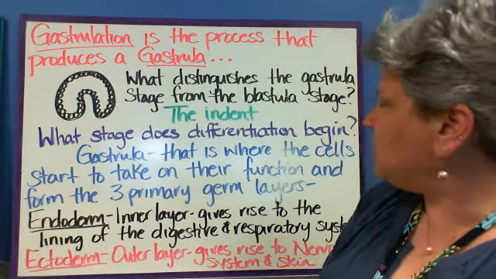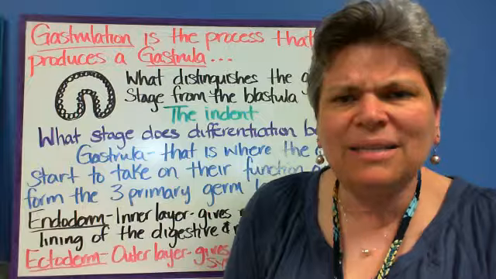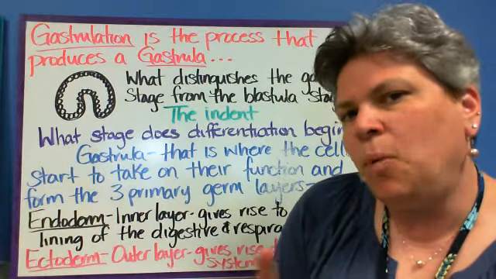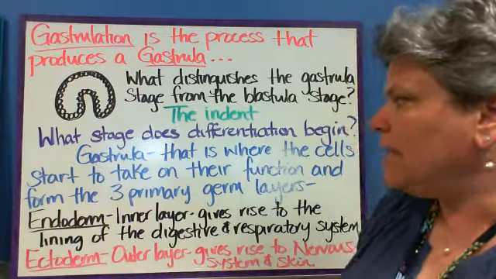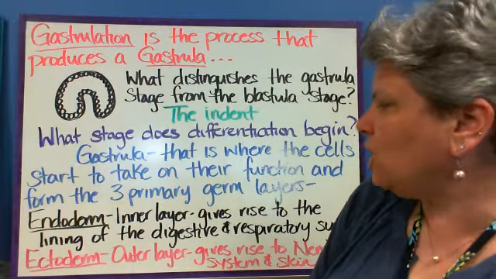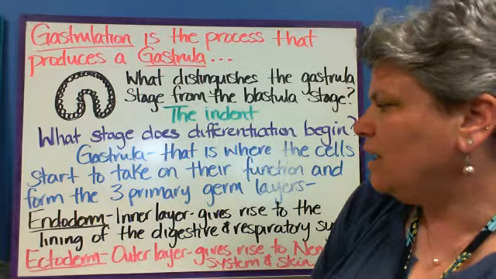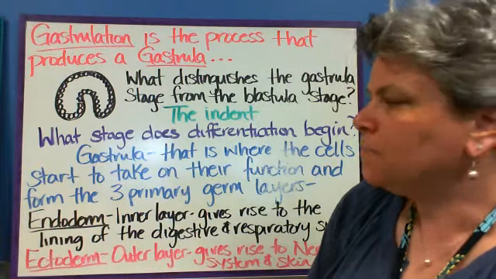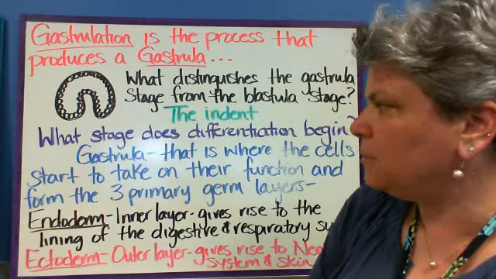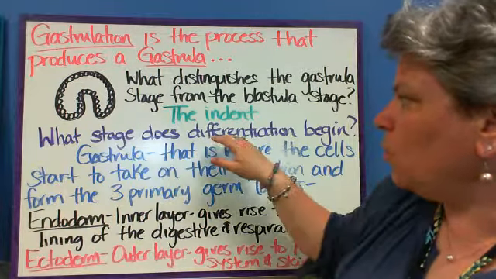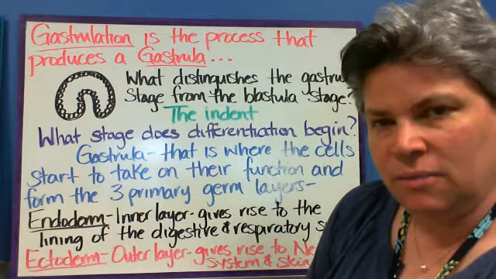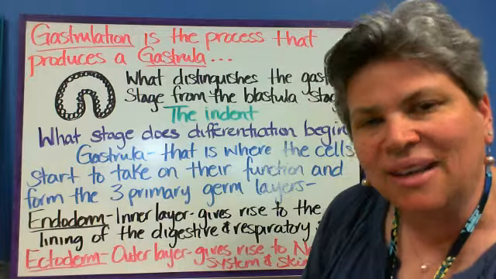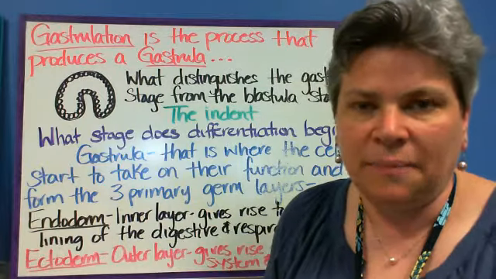So at what stage does differentiation actually begin? Well, what is differentiation? We'll get to that in just a second. But where does it start? The gastrula is where the cells start to take on their function and form the three primary germ layers. Some totally new vocabulary here. So what does different mean? Well, different means different, right? Different means that they're not the same.